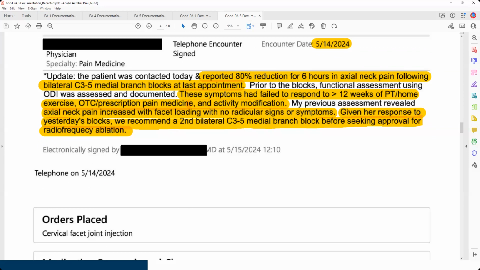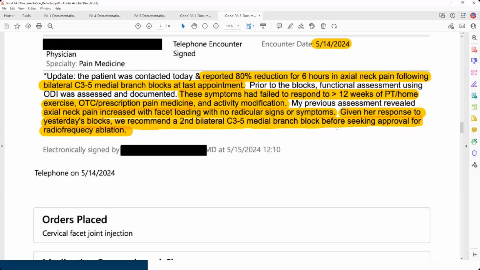So prior to the blocks, functional assessment and ODI was assessed and documented, and that as well was contained in the documentation. The symptoms have failed to respond to greater than 12 weeks of PT, home exercise, over-the-counter, prescription pain medications, activity modifications, etc. Their little history, axial neck pain increased with the facet loading, no radicular symptoms or signs. Given her response to the first block, the physician recommended the second bilateral at the same levels.